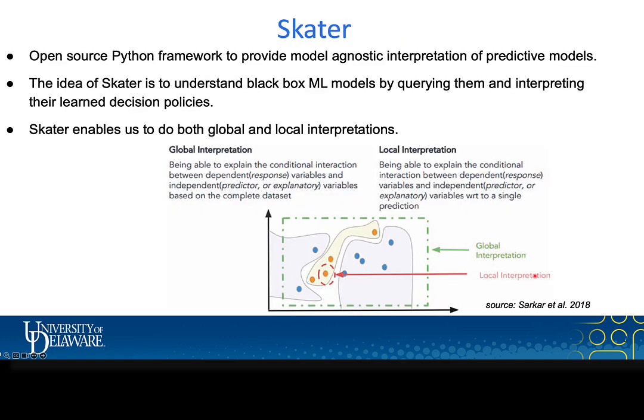Skater is an open-source Python framework to provide model-agnostic interpretation of predictive models. The philosophy of Skater is that all the models should be evaluated as black boxes, and decision criteria of the models are inferred and interpreted based on input perturbations and observing the corresponding output predictions. And Skater enables us to do both global and local interpretations.